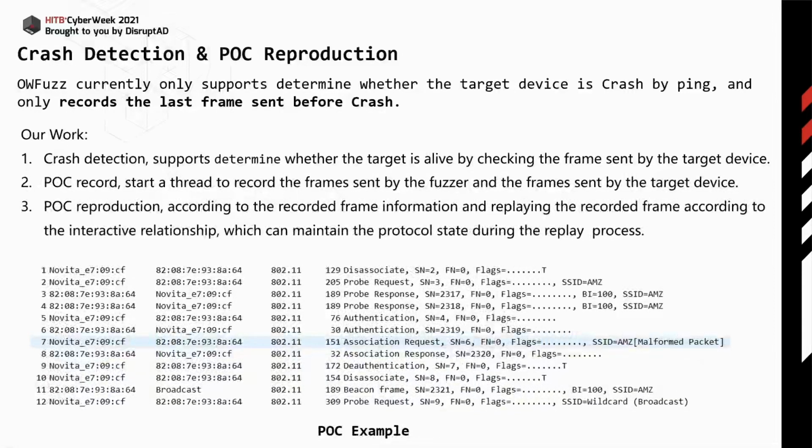In terms of POC recording and replay, Wi-Fi Hunter will start a new thread to record the Wi-Fi frame interaction between the fuzzer and the device under test. When replaying the POC, Wi-Fi Hunter will replay the recorded frames in the interactive order to ensure that the vulnerabilities can be reproduced. The following figure is a test case of a POC. You can see that the protocol interaction between the fuzzer and the device under test is recorded in the POC.